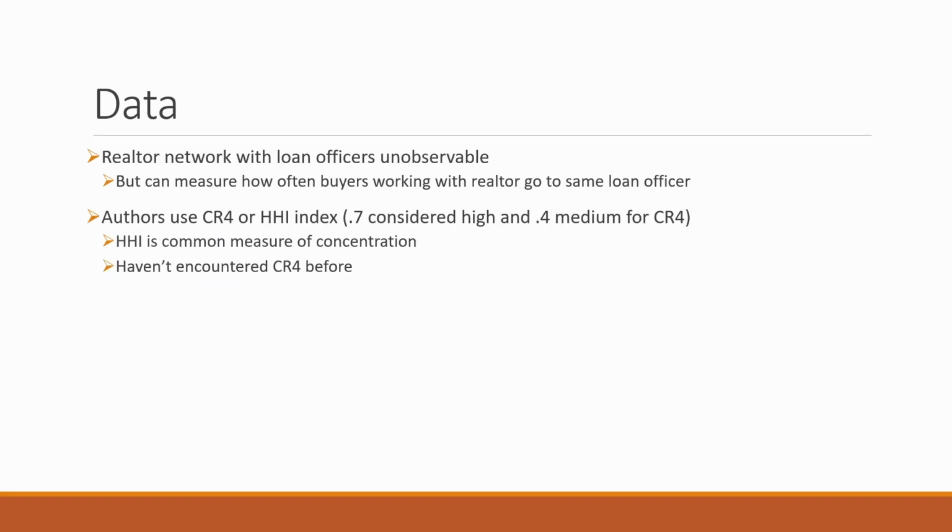They can't observe directly the realtor network, their social connections, their connections with those loan officers, but they can see how often buyers who work with the realtor go to the same loan officer. So they use some measures of concentration. One of them I'm familiar with, the HHI. The other one, the CR4, which they use, I'm not familiar with. But apparently 0.7 is considered high and 0.4 is considered medium concentration. And so if it's highly concentrated, in other words, most buyers who work with this realtor go to the same loan officer, they take that as evidence that there's a realtor network here with that loan officer.